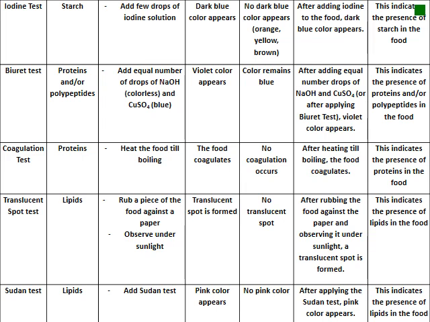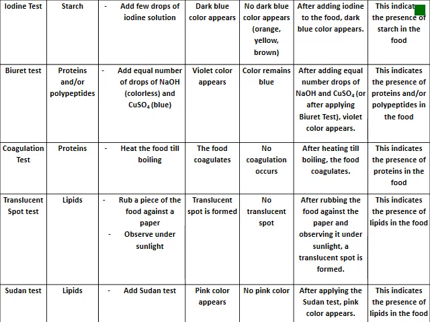Translucent spot test is done to identify the presence of lipids. Rub a piece of food against a paper. Observe it under sunlight. A translucent spot is formed. This is a positive result. If no translucent spot is formed, this is a negative result. After rubbing the food against the paper and observing it under sunlight, a translucent spot is formed. This is the analysis: this indicates the presence of lipids in the food.